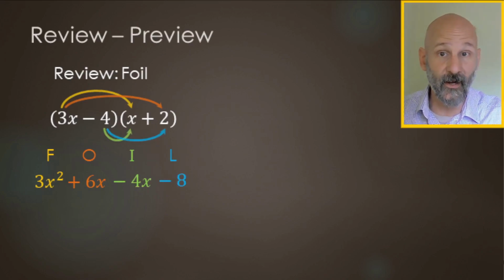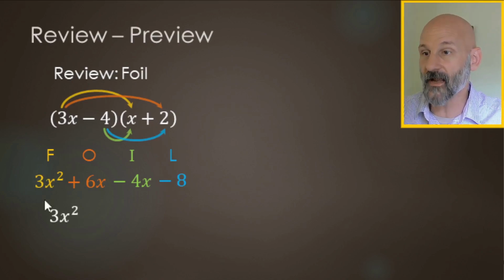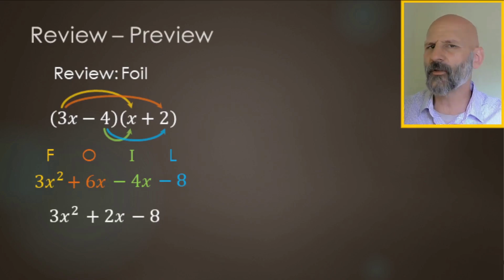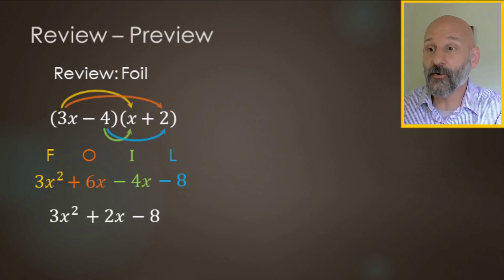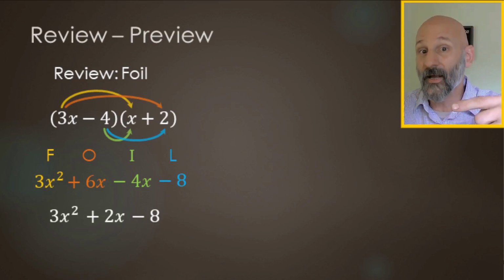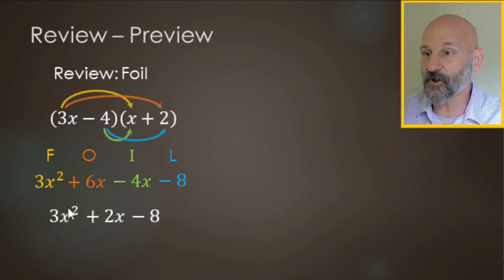Now, we can still add like terms, right? So we still have the 3x squared there. These two, the outers and the inners, we can add those up to make 2x, and then we have the lasts, just a -8 there. Now, the reason why knowing this is important is because, again, when we are factoring, we're doing this process, but in reverse, okay? So our questions are going to look like this, and our answers will look like this.